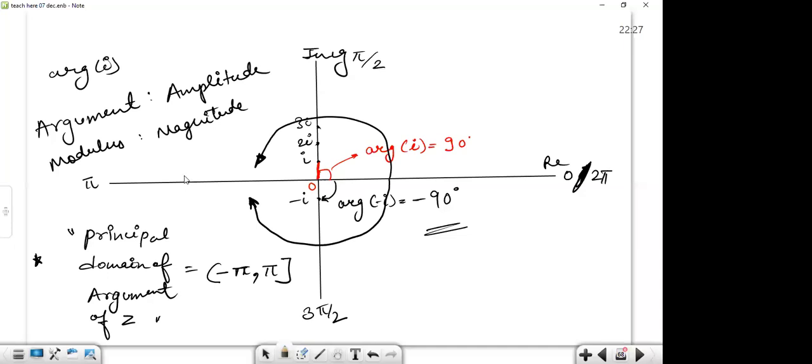Clear? Any doubt, anyone? No, sir. So I want you to observe. Let me also write once more.